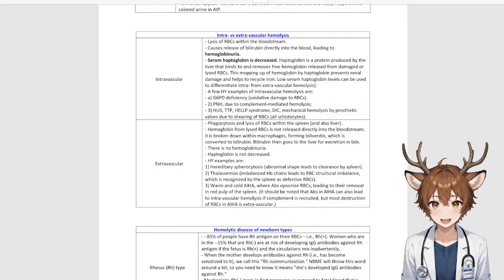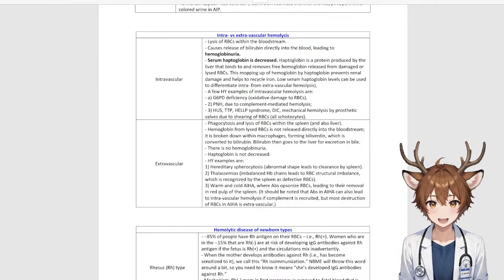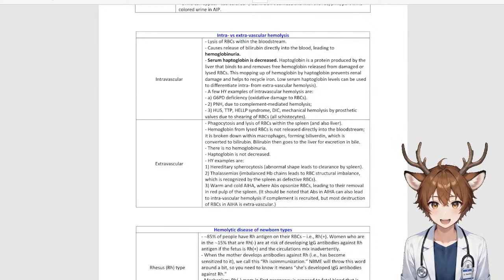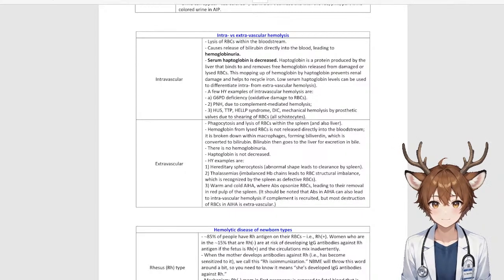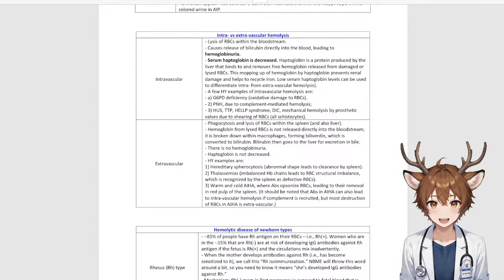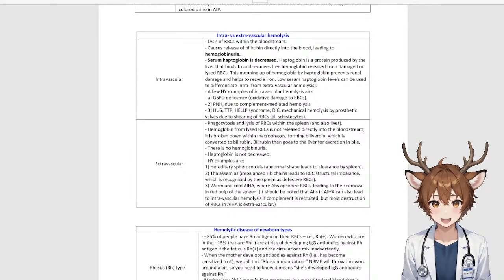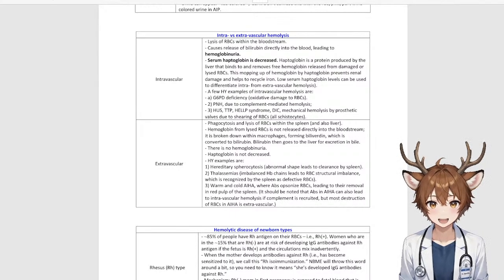Extravascular, phagocytosis and lysis of RBCs within the spleen and also liver. Hemoglobin from lysed RBCs is not released directly into the bloodstream. It is broken down within macrophages, forming biliverdin, which is converted into bilirubin. Bilirubin then goes to the liver for excretion in bile. There is no hemoglobinuria. Haptoglobin is not decreased.